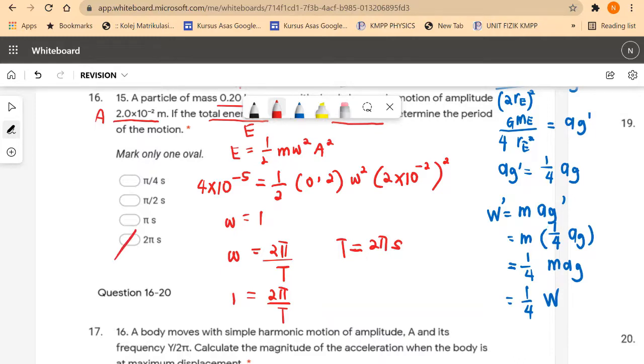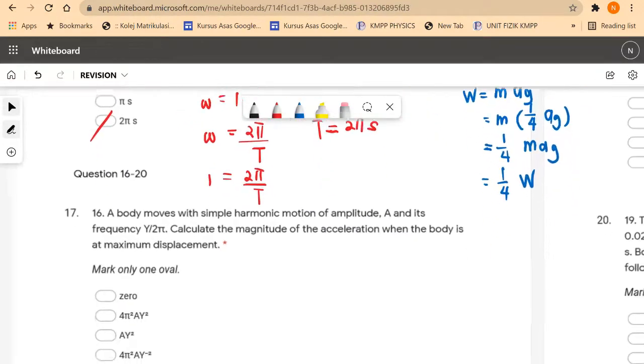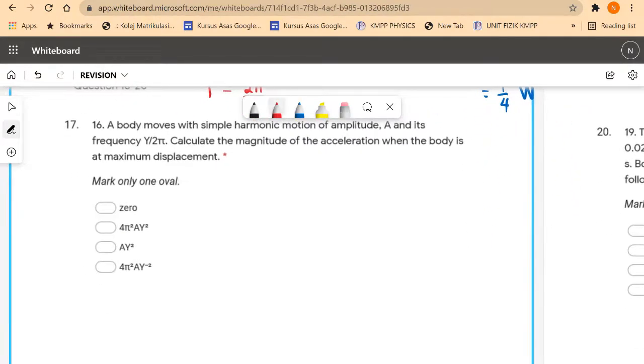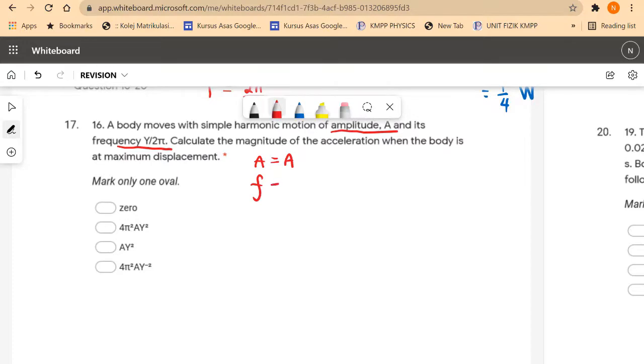And then for number 16. A body moves with simple harmonic motion of amplitude A and frequency y over 2 pi. Amplitude is A and frequency is y over 2 pi.